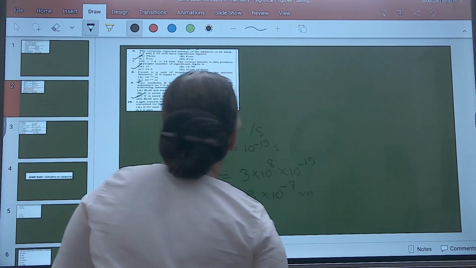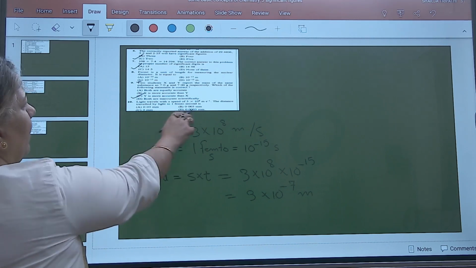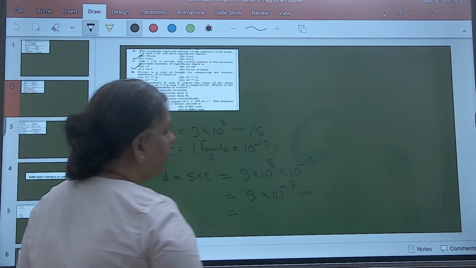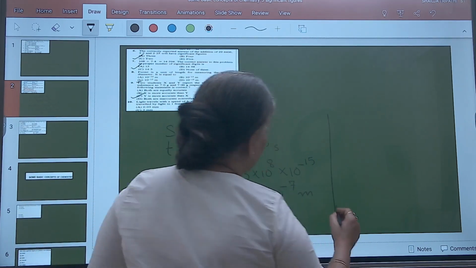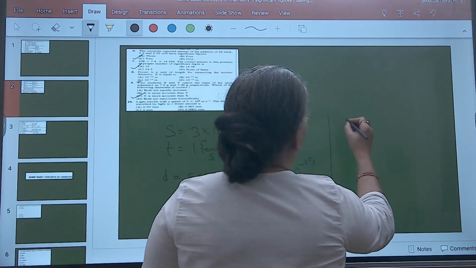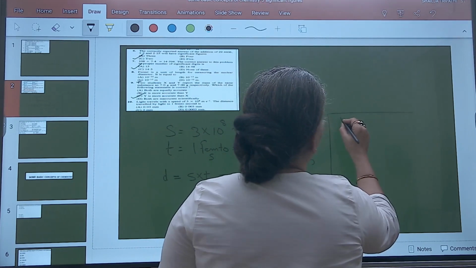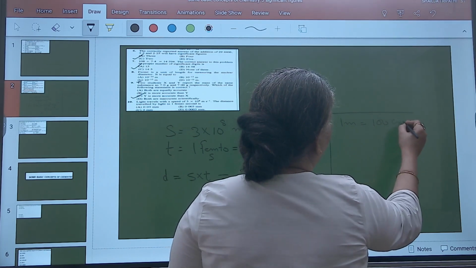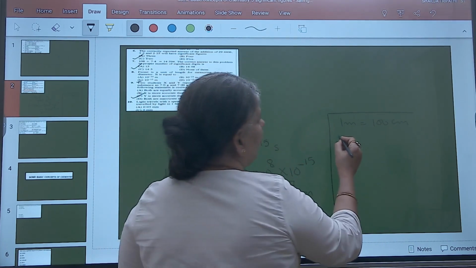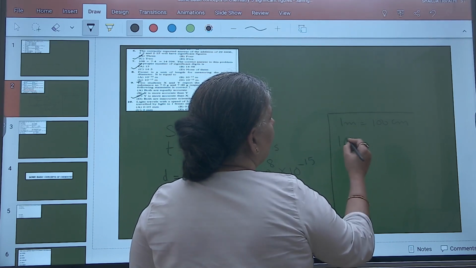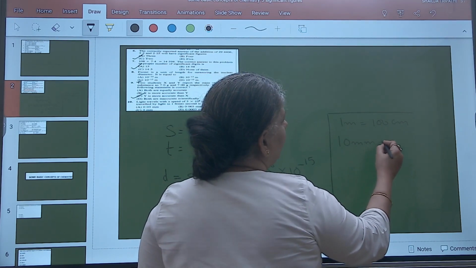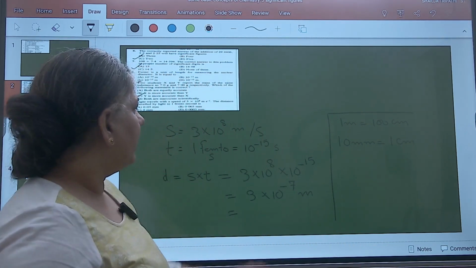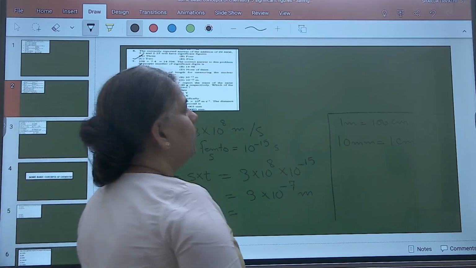Meters. But we have to report the answer in millimeter. Options are in millimeter. So to convert this into millimeter, use unit factor. See, 1 meter is equal to 100 centimeter, and we know 10 millimeter is equal to 1 centimeter. So using this, we can convert this meter into centimeter.